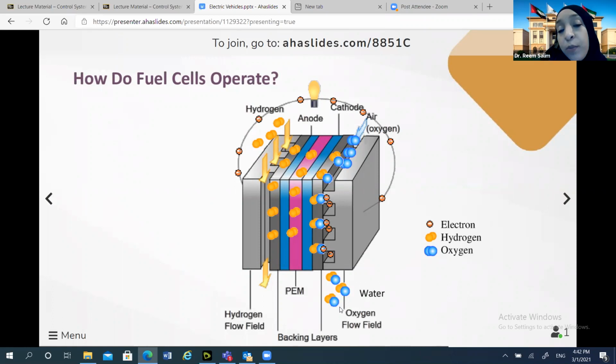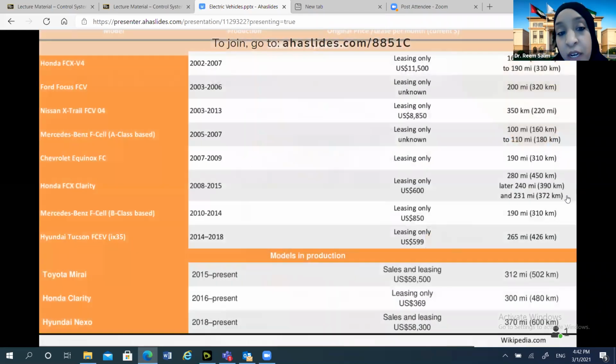And this is what I actually produce to my environment. So this is the byproduct of the fuel cell technology. So it's a very clean technology, has zero negative emissions, and this process is silent, very quick, very efficient, and it produces a lot of electrical energy.